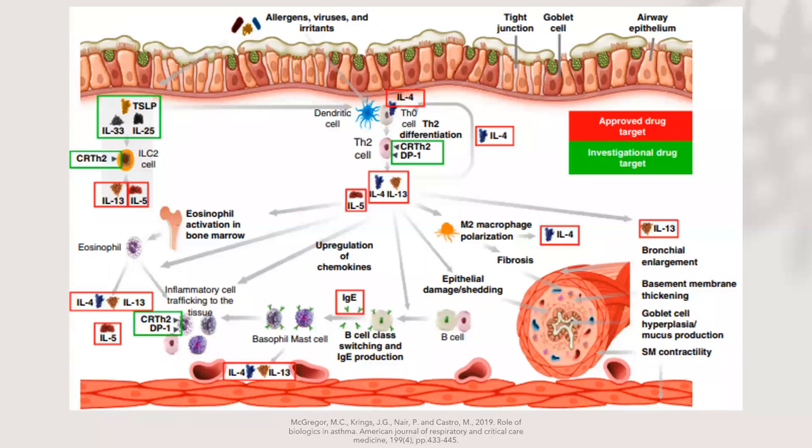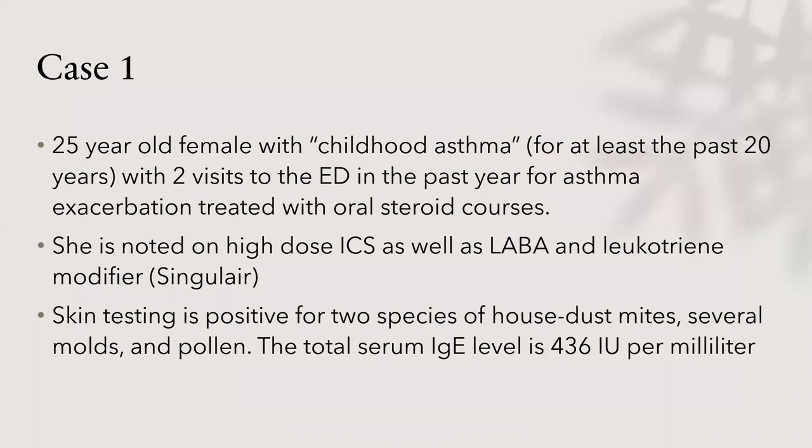Okay, so let's get into a couple of cases. So case one, you have a lady who's 25 years old. She tells you she has childhood asthma. So for the last 20 years, she has had asthma. She went to the ED twice in the past year. She required oral steroids. So this is what type of asthma? Is this well controlled? Is this mild asthma, moderate asthma?